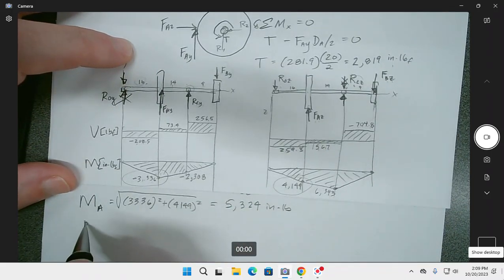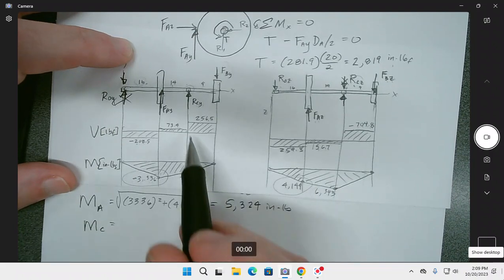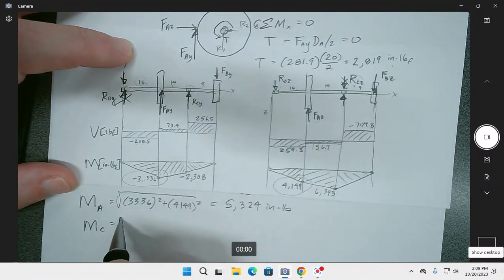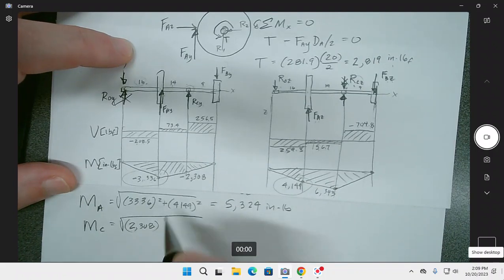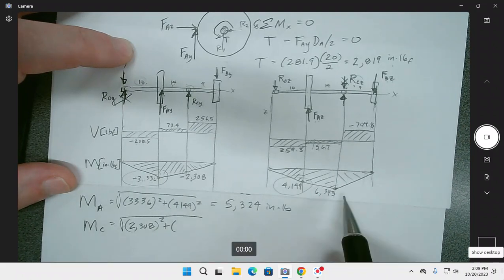So now we go to M, and they decided to call this point C, which is a weird thing for them to do. We get 2,308 squared plus 6,343 squared, square root, and you get 6,750 inch-pounds, which is the max.